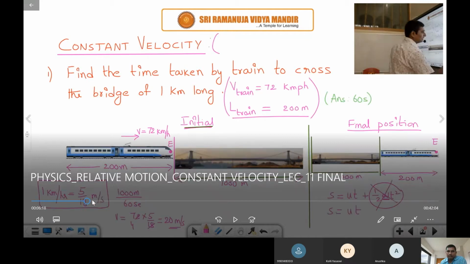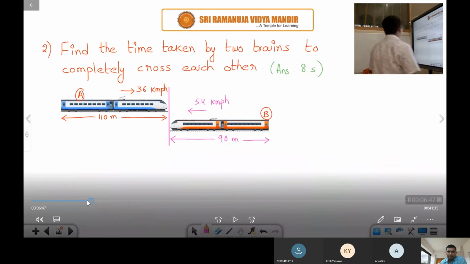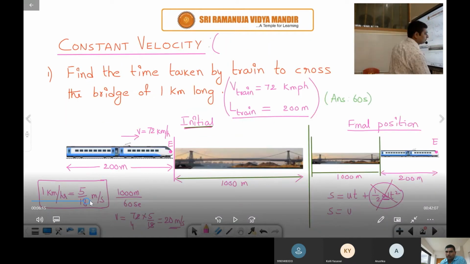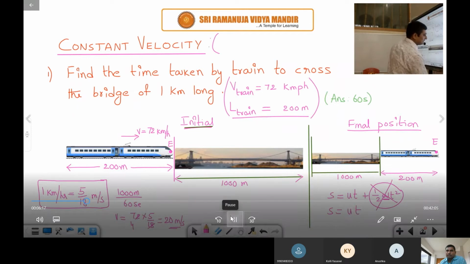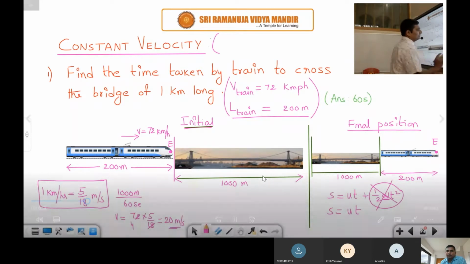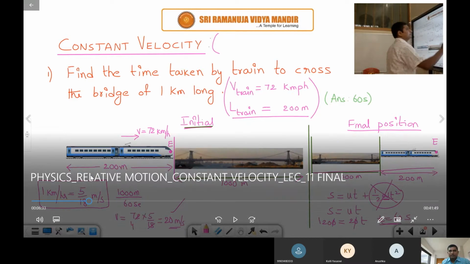So 1200 meters, S equal to UT. So the time taken to cross this bridge is 60 seconds.